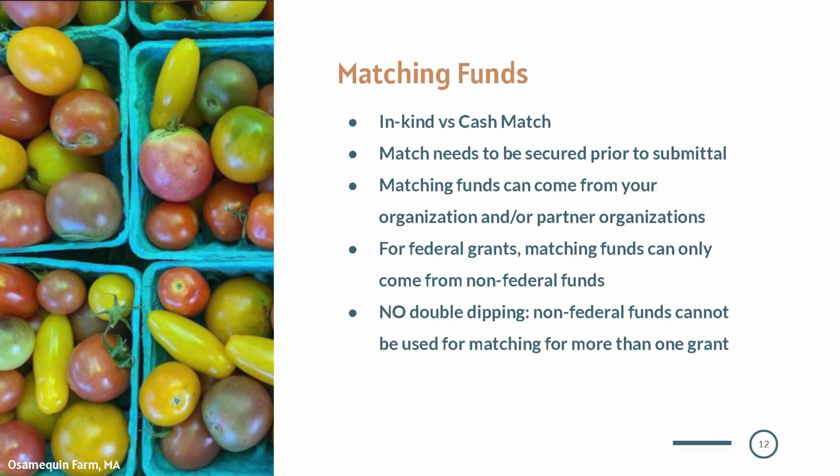So how do you cover your match? There are two types of match you can provide: in-kind or cash. Cash match is when you and your partners directly pay for activities that support the grant. For example, you hire a contractor to do a study and pay for it out of organizational funds.